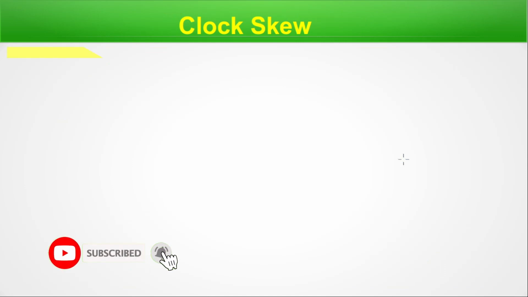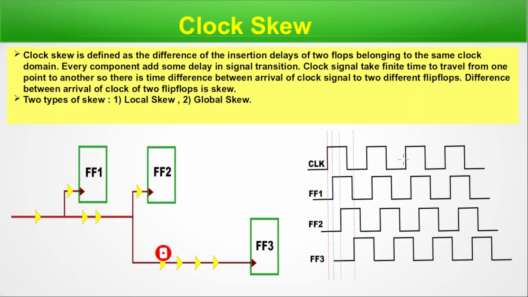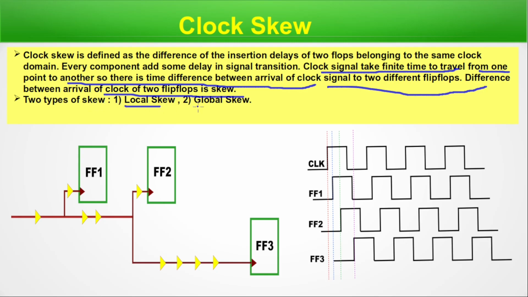Now clock skew. Clock skew is defined as the difference of insertion delays of two flops belonging to the same clock domain. Every component adds some delay in signal transition. Clock signal takes finite time to travel from one point to another. So there is time difference between arrival of clock signal to two different flip-flops. Difference between arrival of clock of two flip-flops is skew. There are two types of skew, local skew and global skew.